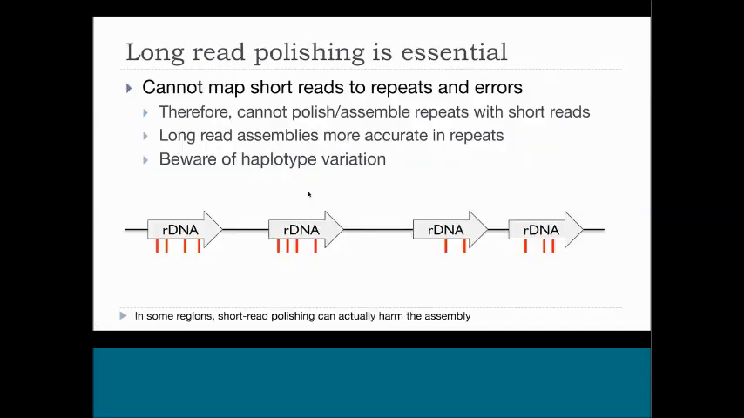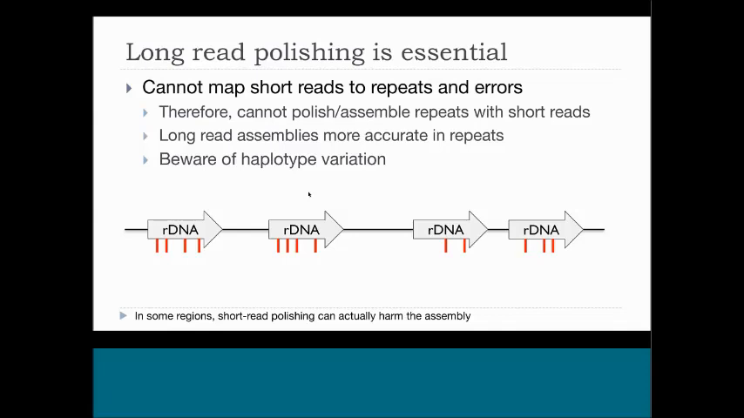And then finally, just to emphasize the importance of long read polishing, I think this often gets overlooked, that if you have a long read assembly, you can't simply expect to map short reads to that assembly and have it improve things necessarily. In the unique regions, this can be successful, but if you care about repeats or large gene families, this can actually have the opposite effect and introduce errors into your assembly.